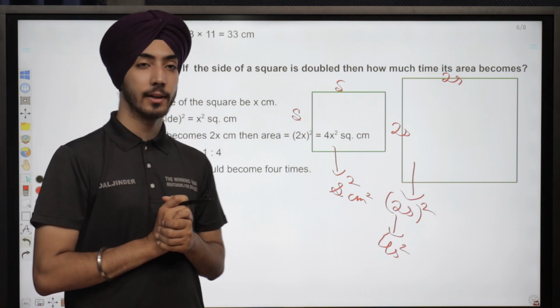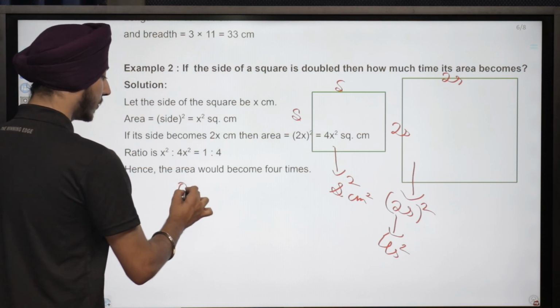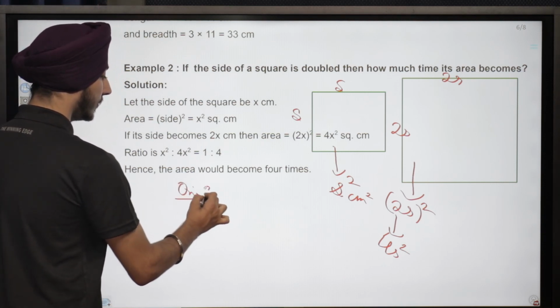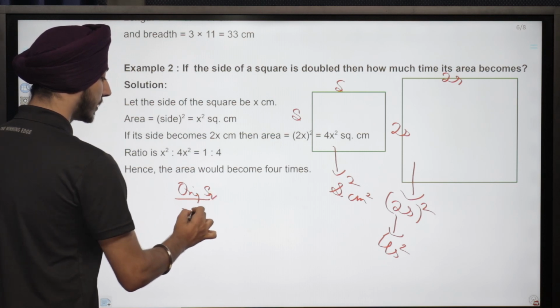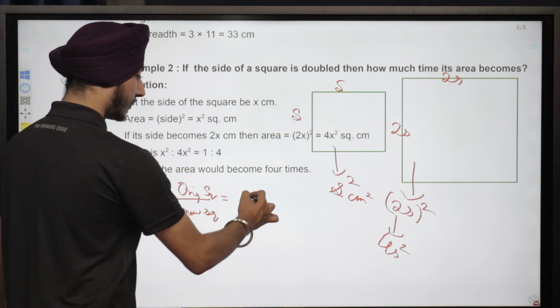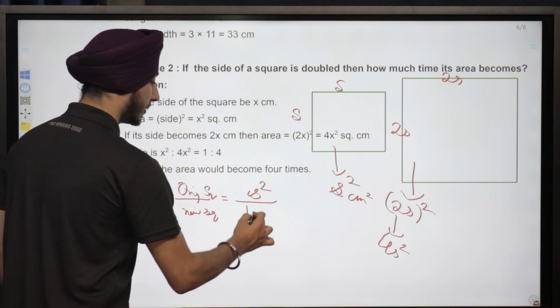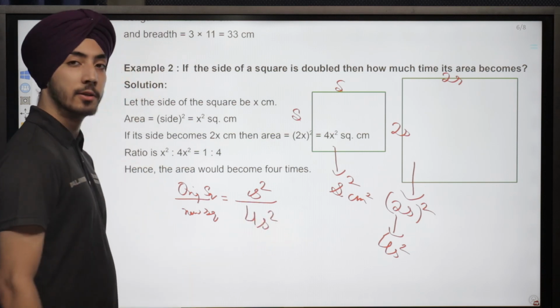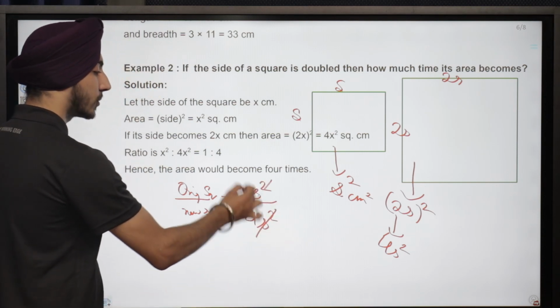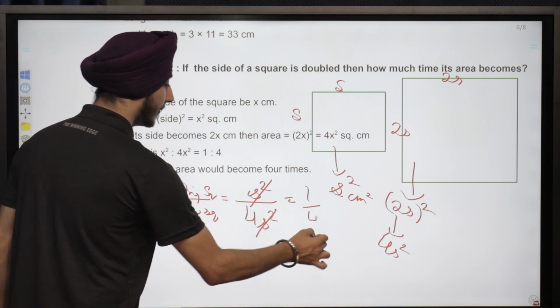Now so which how much times वाला जब भी क्वेश्चन होता है, it always means that you have to find out the ratio. ठीक है, तो रेशियो निकालेंगे हम. What will we do? We write down the original square, ठीक है, upon new square. What was the area of the original square? It was s square. What is the area of the new square? It is 4s square. So you see s square से s square दोनों cancel हो जाएंगे. And what is the ratio that you are getting is 1/4.